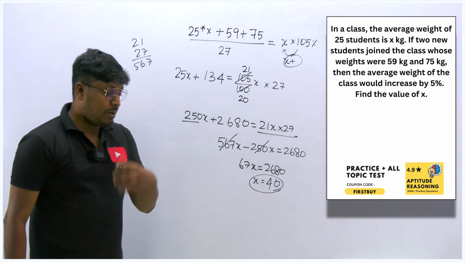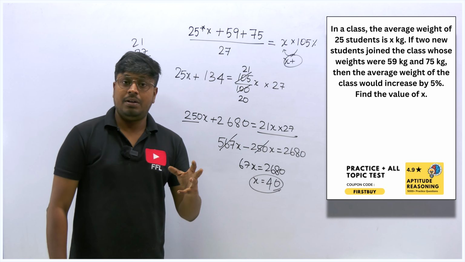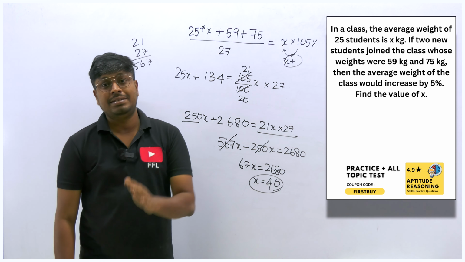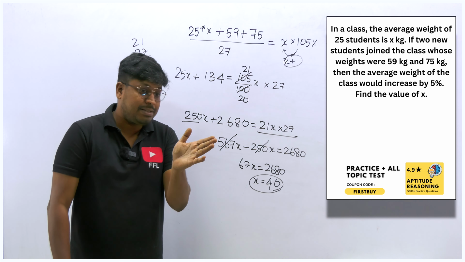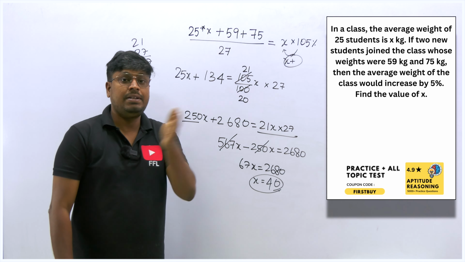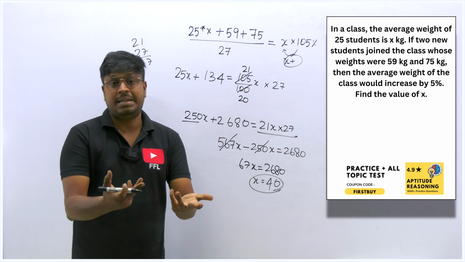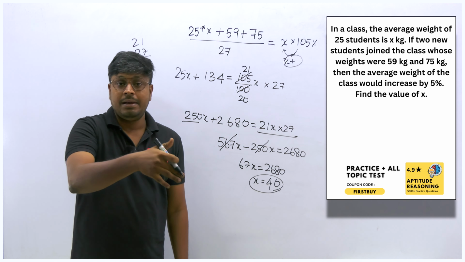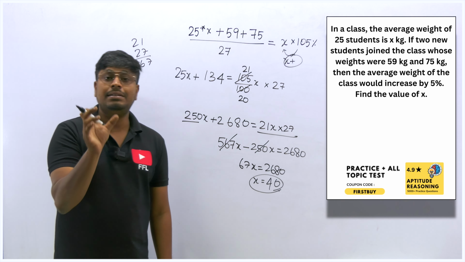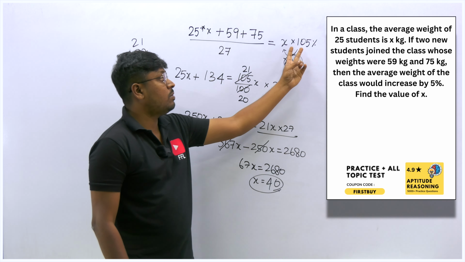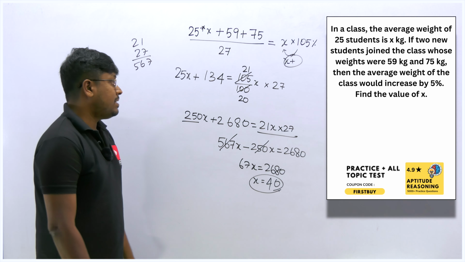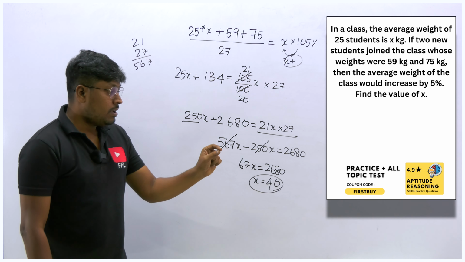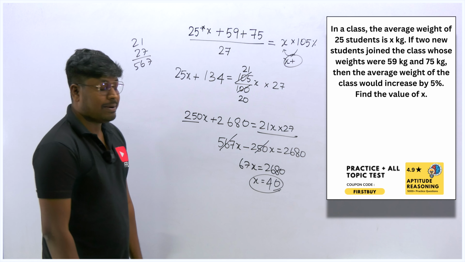I have told you many times while teaching profit and loss in a previous video, and percentage also: if it is 70% less, calculate 30%. Because if it is 70% less, you don't need to find 70% of the number and subtract it. Better find 30% of the number. If the value has increased by 5%, better convert it to 105%, so that you get the exact answer in a single step. You don't need to calculate in two or more steps, right? So the answer for this question is x equals 40.